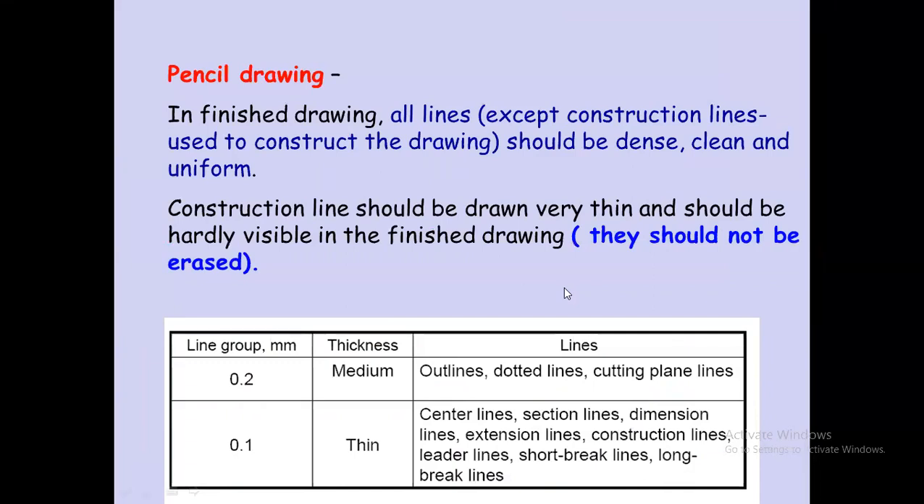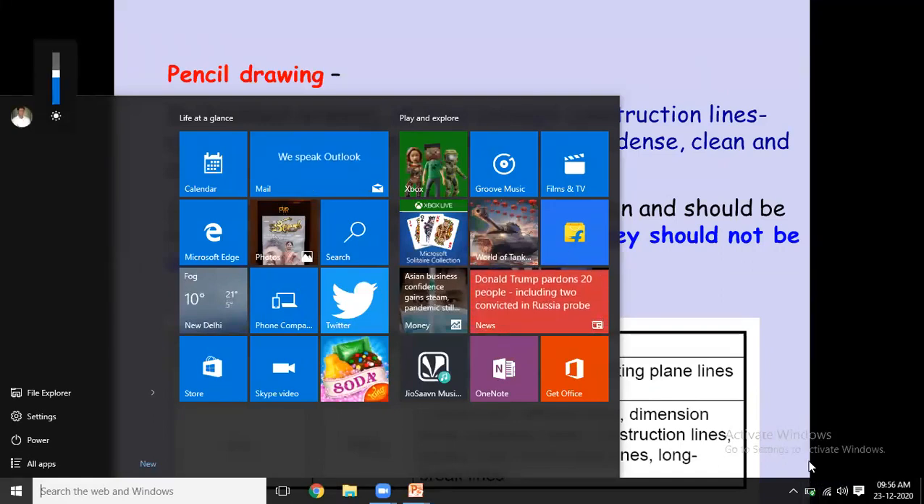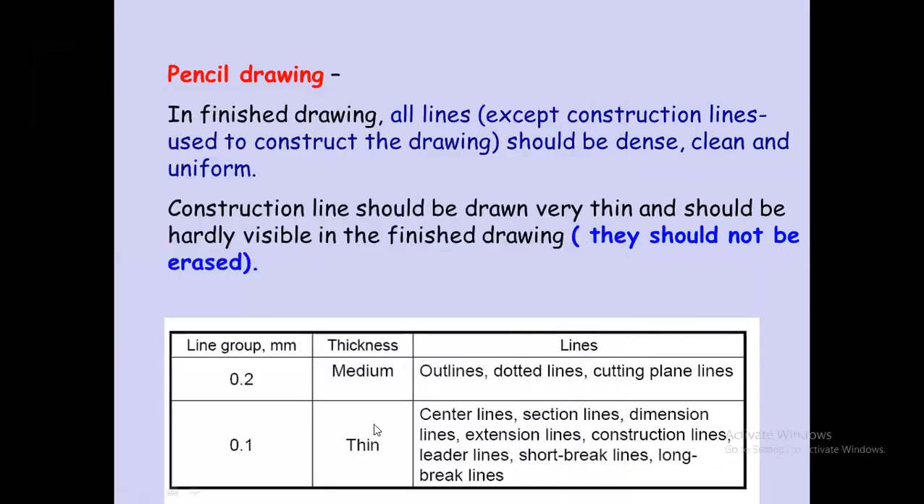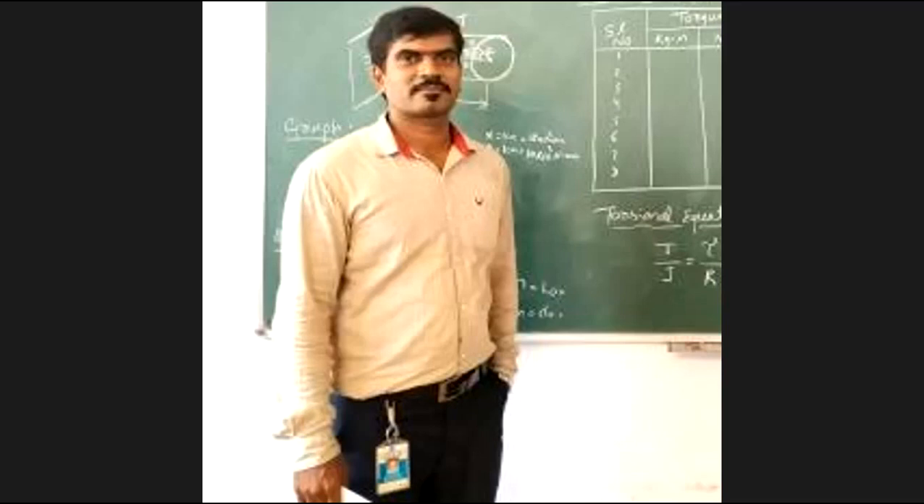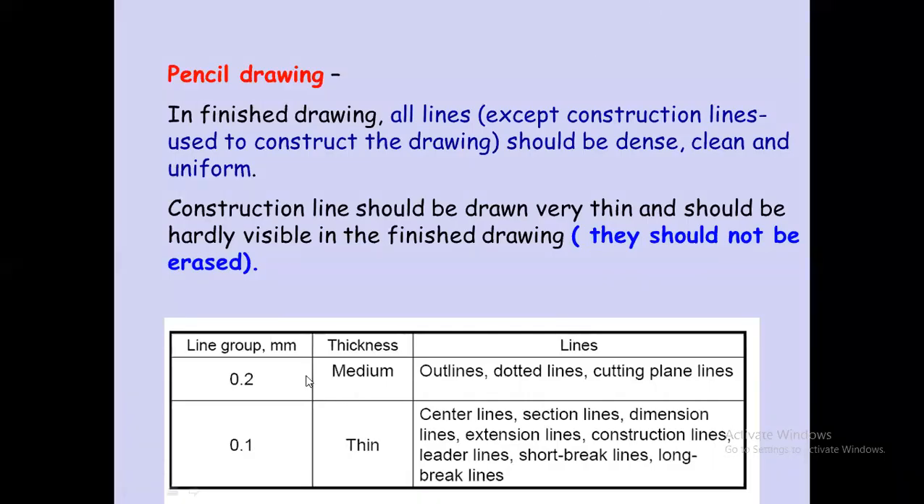And here, if it is 0.2 mm it is medium and 0.1 mm pencil it is thin. Okay, and these medium and thin pencils. This medium thickness is for outlines, dotted lines, cut planes, and thin is used for center line, section line, dimension line, extension line, construction line, leaders, short breaks, long breaks, etc.